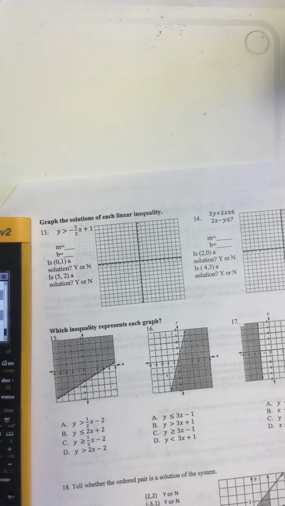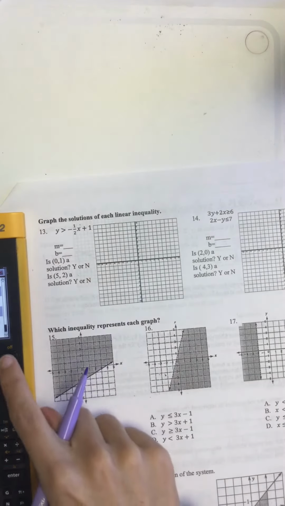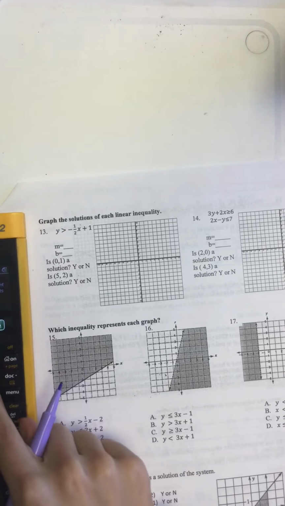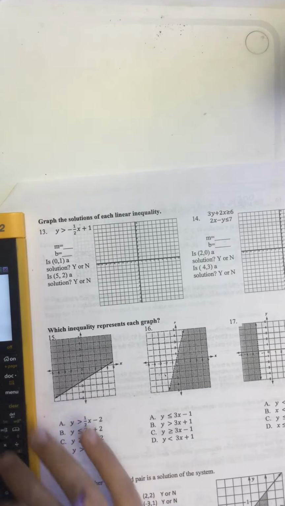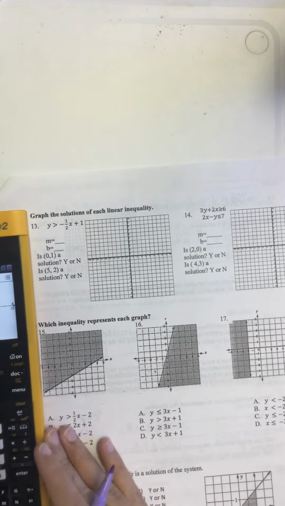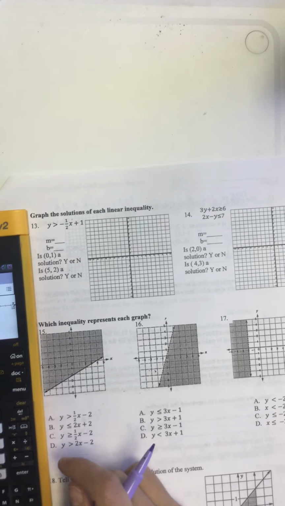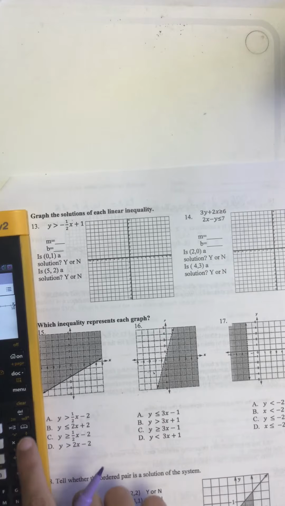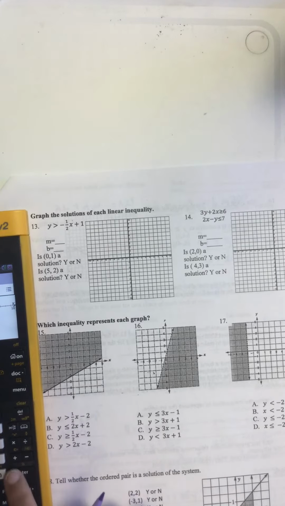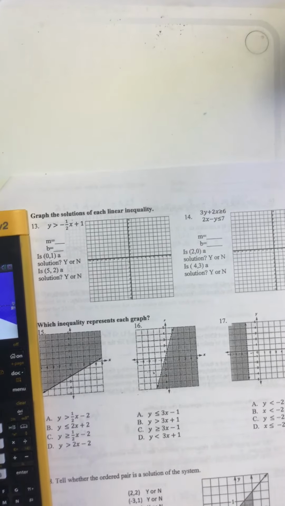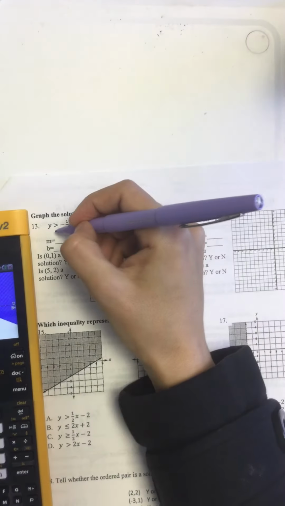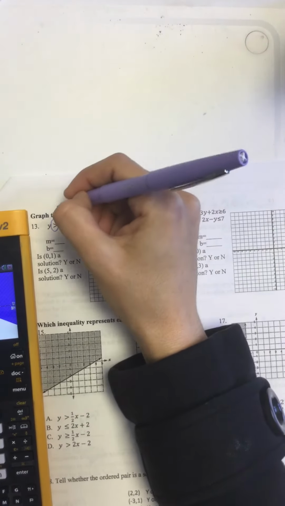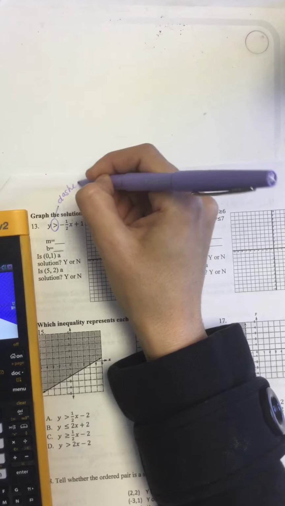All right, number 13. Graph the solution of each linear inequality. So we're going to go ahead and put this in our graph. We need to go to new document, add graph. We're going to delete this and go down to relation, and we have y is greater than negative 1/2 x plus 1. And there we go, we have that nice graph. We should be able to tell from this symbol that this is going to be a dashed line.